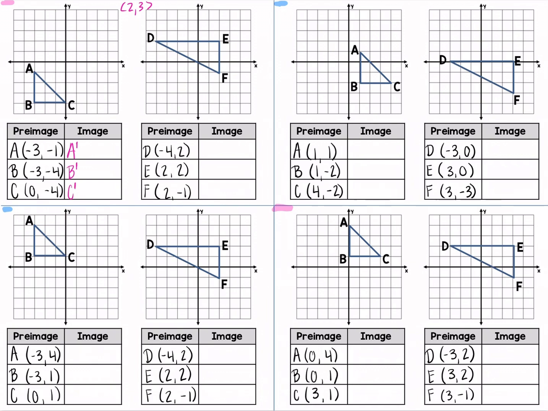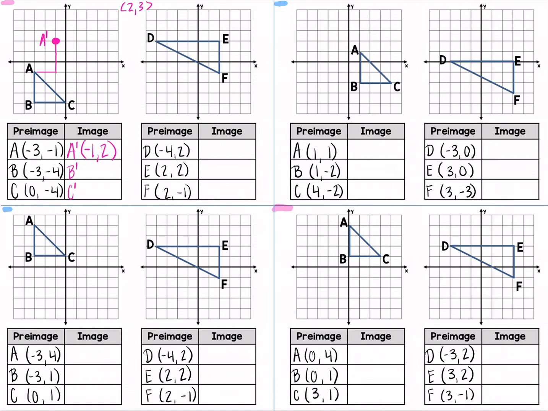Okay, so if I'm shifting my point A right here by 2, 3, I'm moving it to the right 2 spaces and up 1, 2, 3. Okay, so that's my A prime. Now, the other way we can do this is adding. Negative 3 plus 2 is negative 1, and then negative 1 plus 3 is 2. And if you check, that's exactly where A prime is.